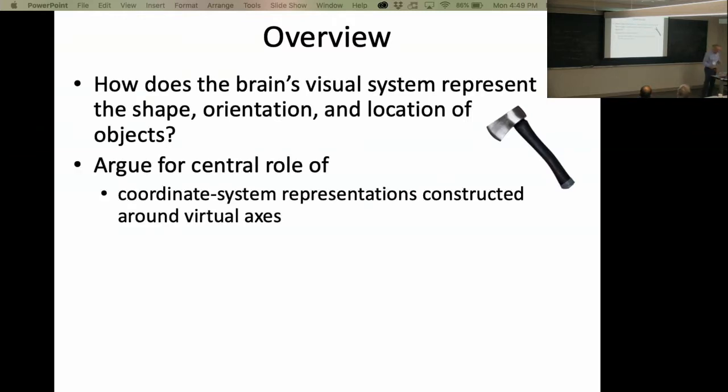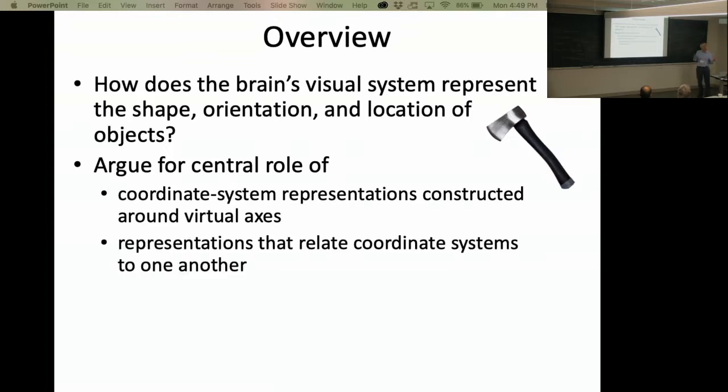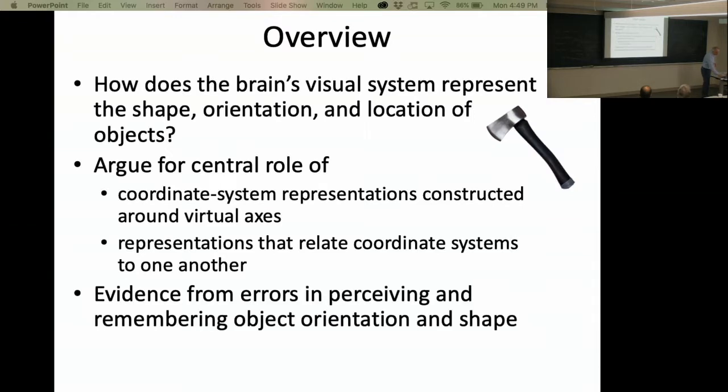I'm going to argue for a central role of coordinate system representations that are constructed around virtual axes and representations that relate coordinate systems to one another. In doing so, I'll present some evidence from errors in perceiving and remembering object orientation and shape.